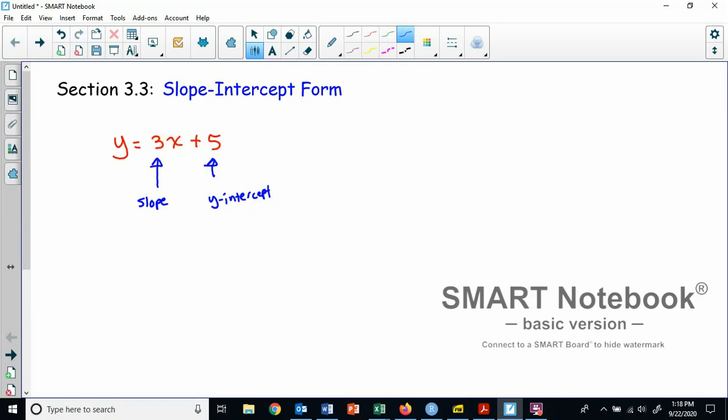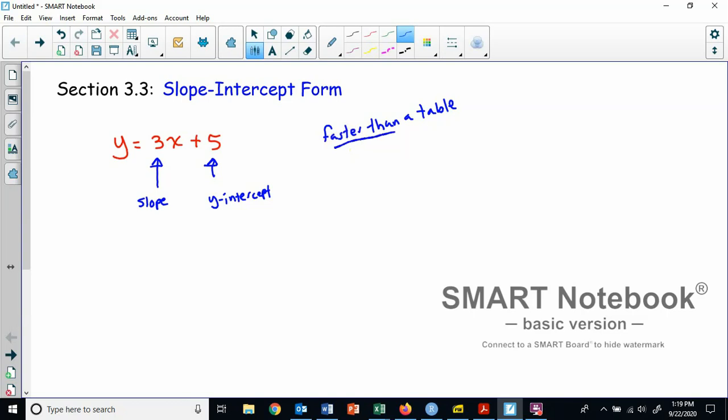Now, we can use these. What we're going to start with today is using these to graph, okay? Because this is a lot faster than making a table. Faster, and some people think way easier, than a table.